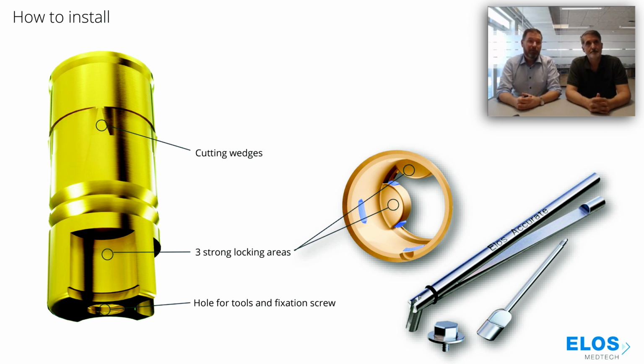And then we have 3 large locking areas in the bottom, meaning that it's really rotational safe. You can really torque it once you install it into the model. It will not rotate, it will not turn, it will not snap. And in the bottom of these 3 locking areas, we also have cutting edges. So it actually also cuts in the bottom of the cavity, as we see in the picture here. And of course, we have the tool set for it, and we're going to go through the installation process.